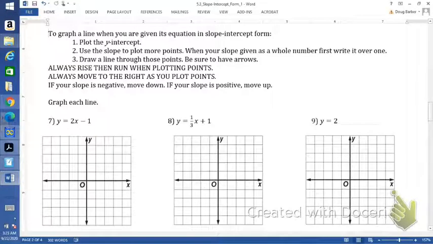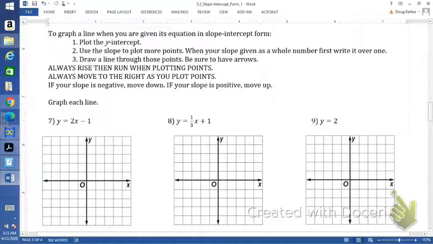Okay, the next part is when you're given an equation in slope-intercept form, how do you graph it? So the first thing you want to do is plot the y-intercept. The second thing is then use the slope to plot more points. And then finally connect those points with a line. And then be sure to have arrows.